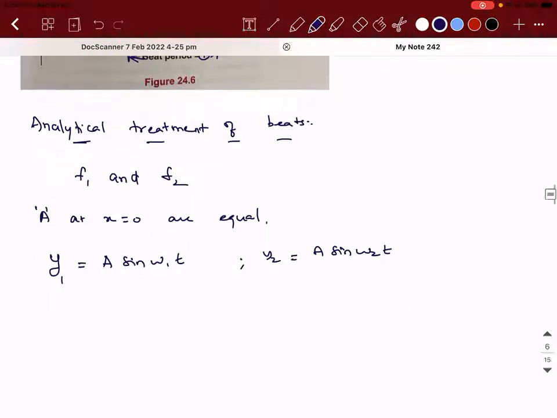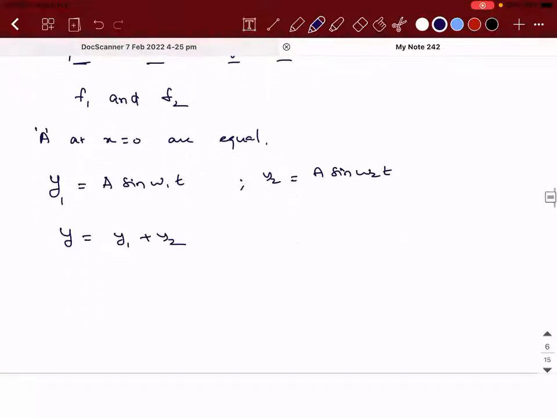Then the resultant is y1 plus y2 according to the principle of superposition. If I take a outside, it becomes a times [sin(omega1 t) plus sin(omega2 t)]. So we use the formula for sin A plus sin B.